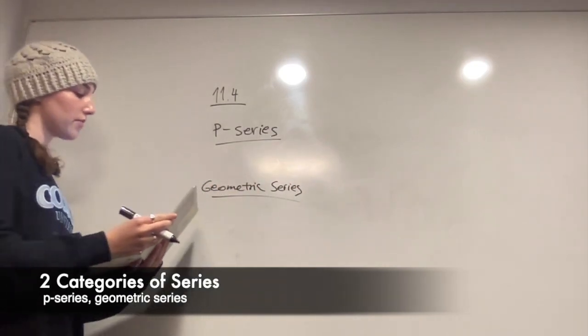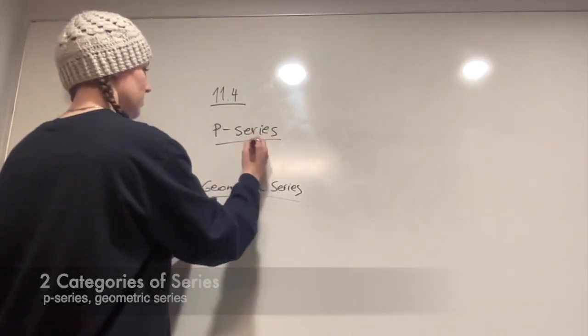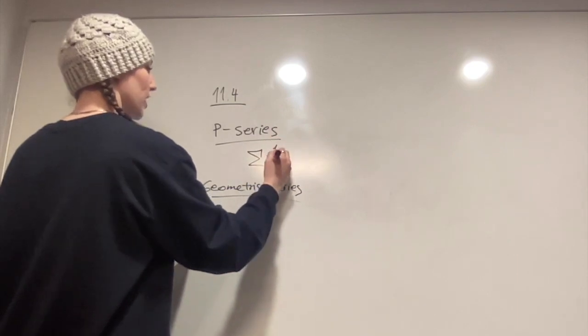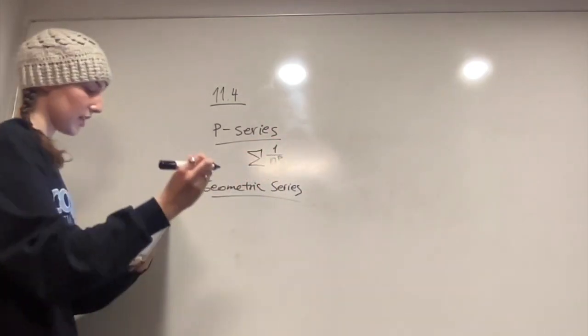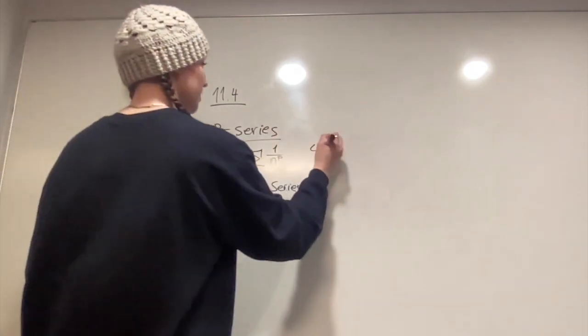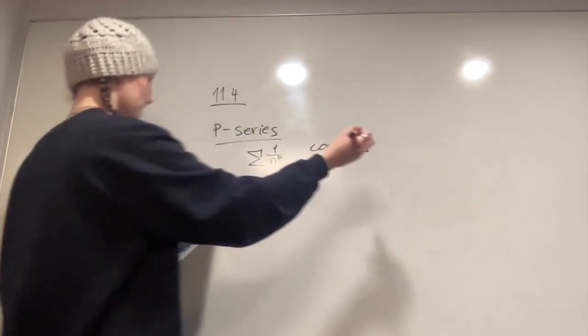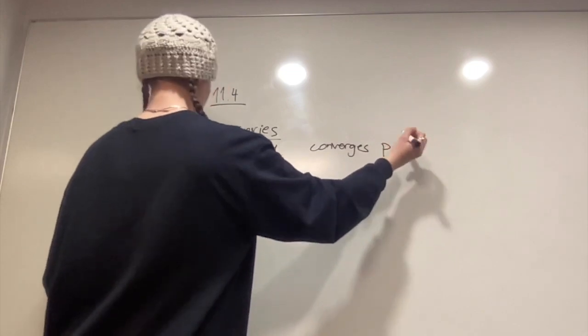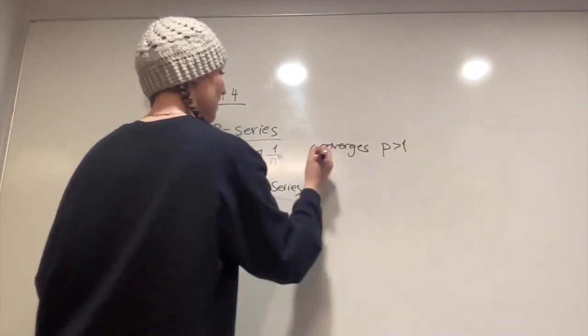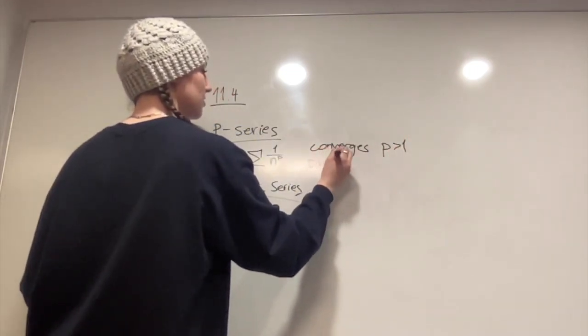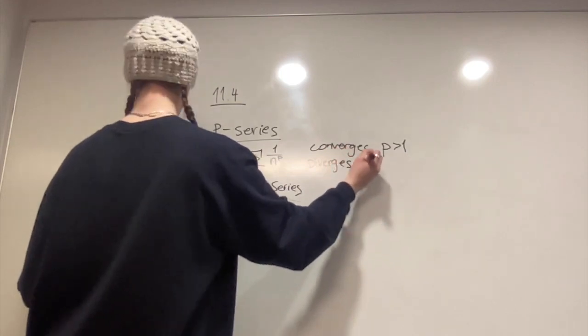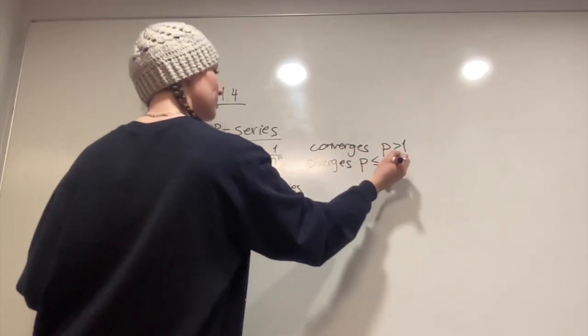So the p-series follow the form the sum of 1 over n to the p. So the series converges if the exponent p is greater than 1, and the series diverges if the exponent p is less than or equal to 1.